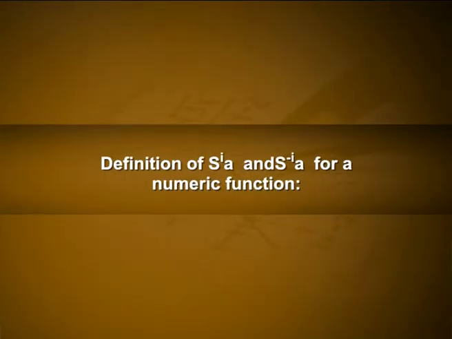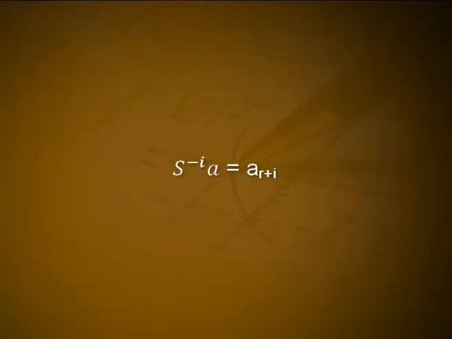Definition of S^i a and S^-i a for a numeric function. Let a be a numeric function and i be a positive integer. We use S^i a to denote a numeric function such that its value at r is 0 for r equal to 0, 1, 2, 3, etc., up to i - 1, and is a(r - i) for r ≥ i. S^-i a is also a numeric function such that S^-i a at r is equal to a(r + i).